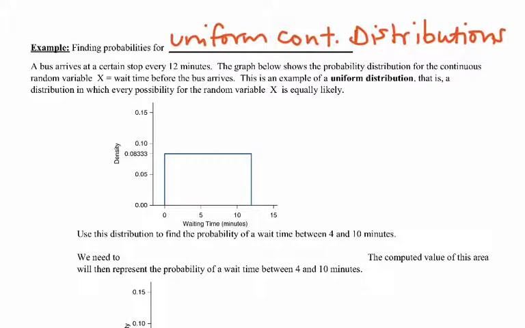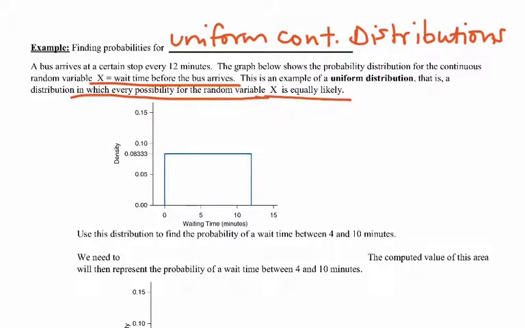A bus arrives at a certain stop every 12 minutes. The graph below shows the probability distribution for the continuous random variable x, and x represents the wait time before the bus arrives. This is an example of a uniform distribution, or a distribution in which every possibility for the random variable is equally likely.